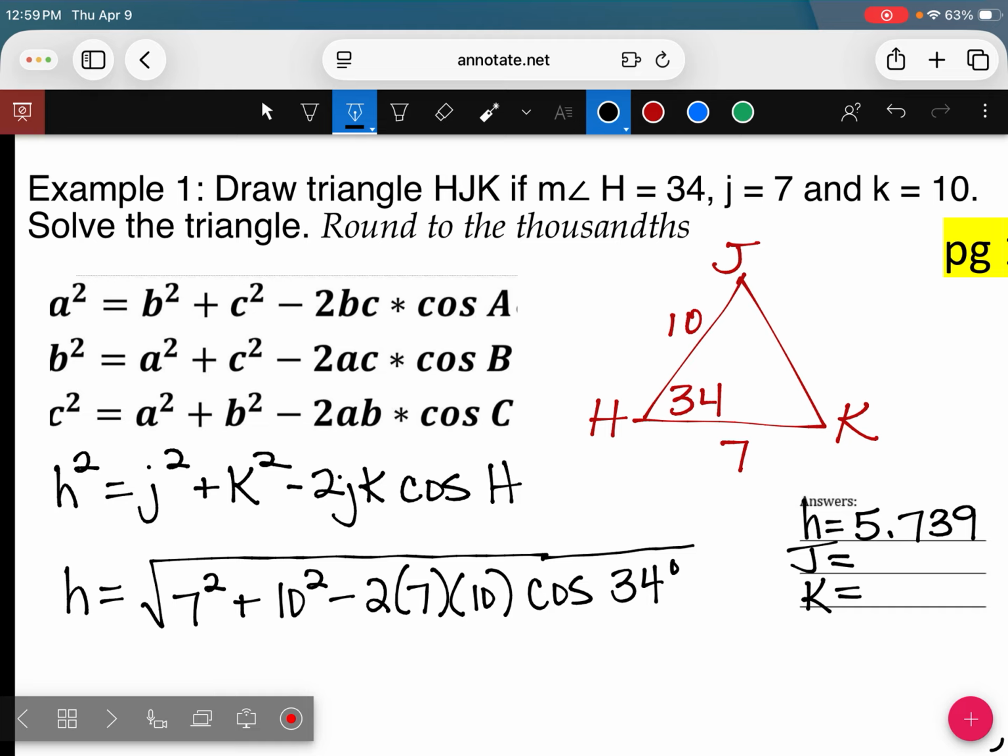So type that whole thing under a square root, again, because h is squared, so you will have to square root the number. The whole thing should be under the square root. And you should get 5.739. Did anybody else get that? 5.739? All right. So now we have to find our two angles. I didn't hear you. You're putting it in wrong? Okay. So now we need to find angle J and K.